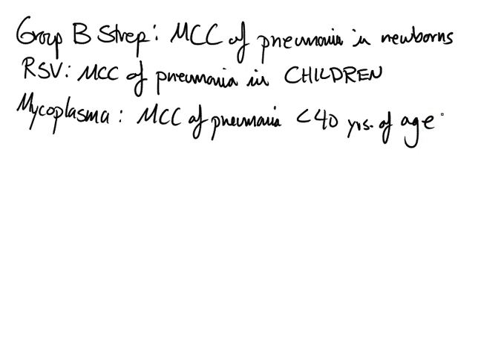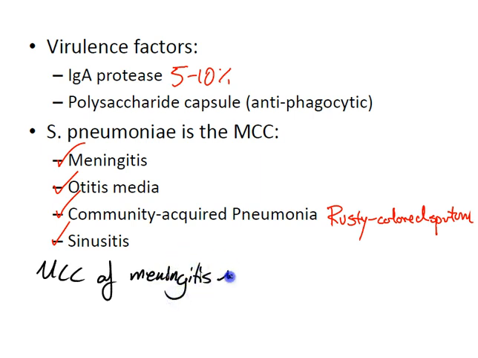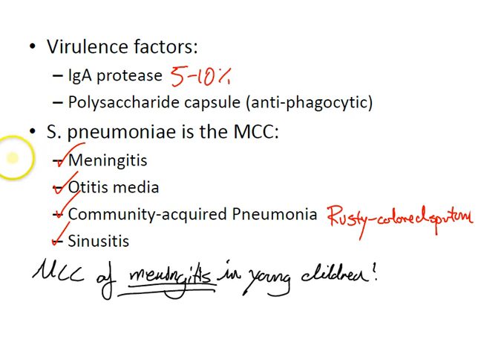And remember, what was another name for group B strep? Strep agalactiae. So Streptococcus pneumoniae is the most common cause of meningitis in young children. Strep pneumonia, pneumococcus.